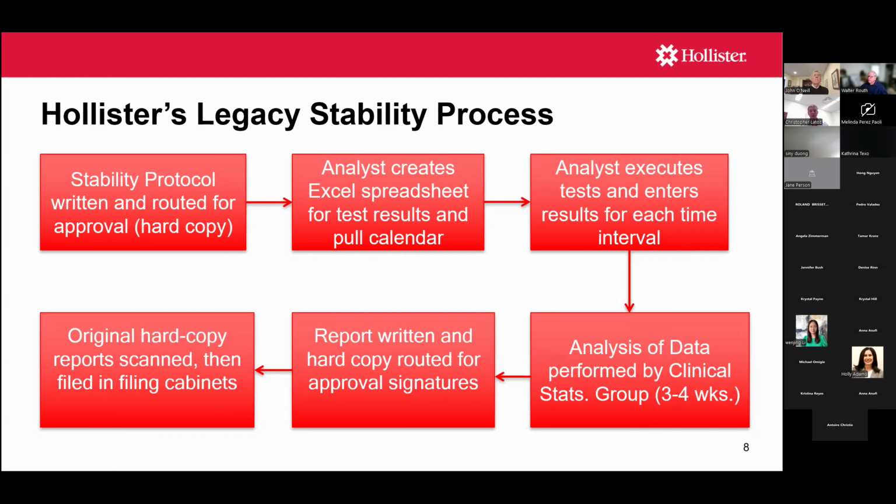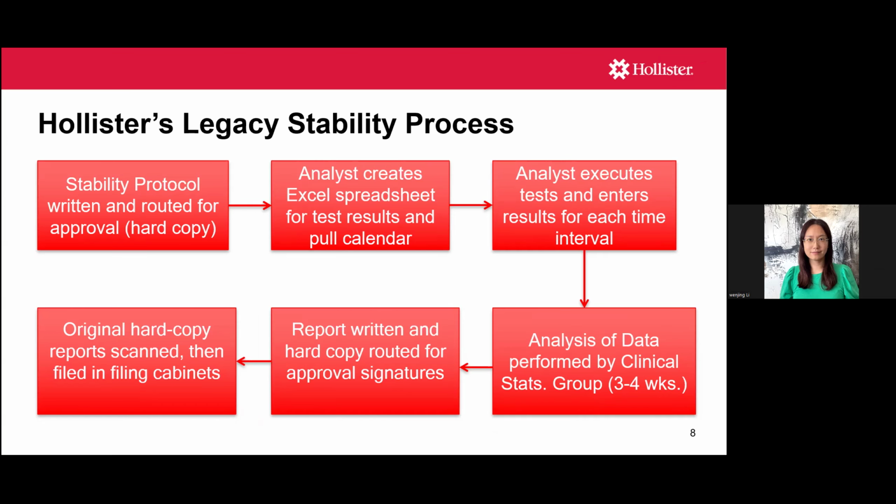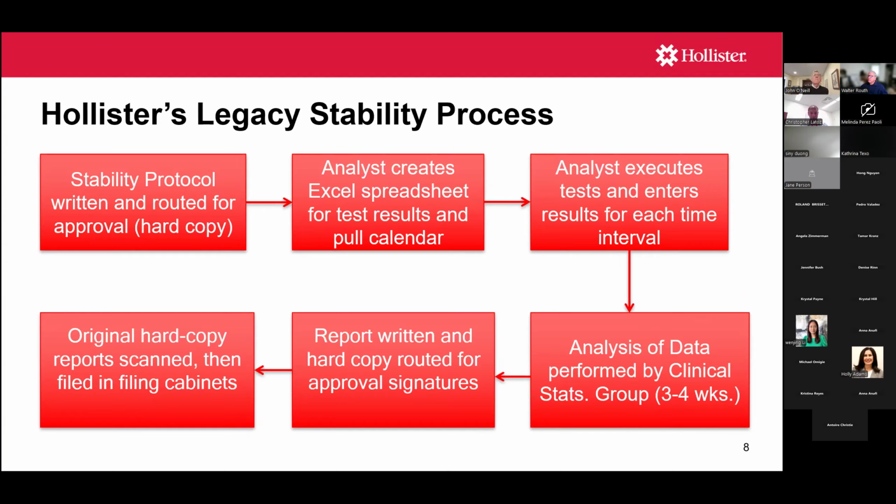Once we received that clinical stats report with the regression analysis, we would then write our stability report. Again, this was in the form of a Microsoft Word document. And much like the protocol, it was printed out and walked from office to office to get the required approval signatures. Then finally, once it was fully approved, we would scan a copy, so we'd have an electronic copy that was just placed on a network drive. And then the original hard copy was filed in a fireproof file cabinet.